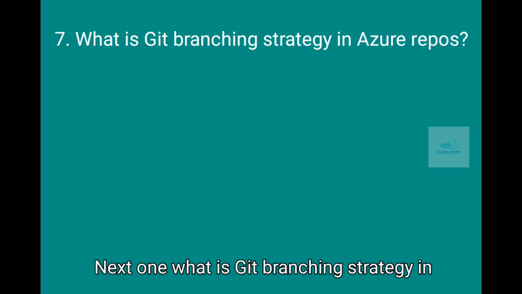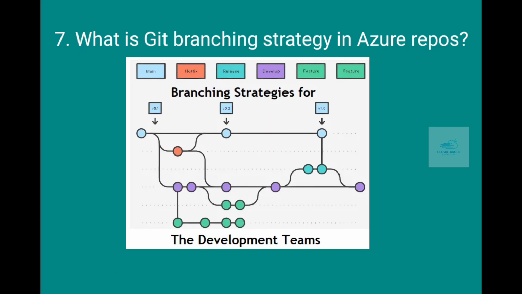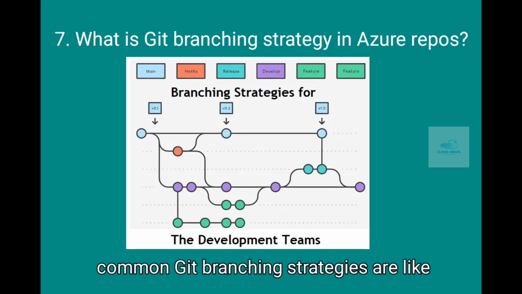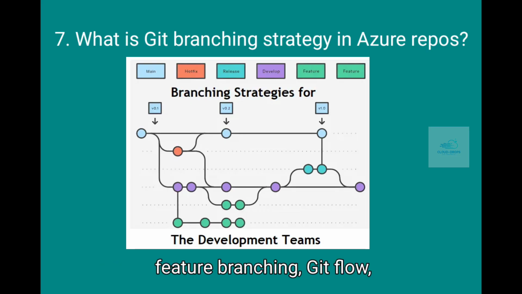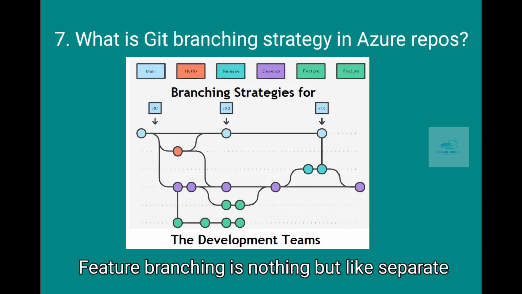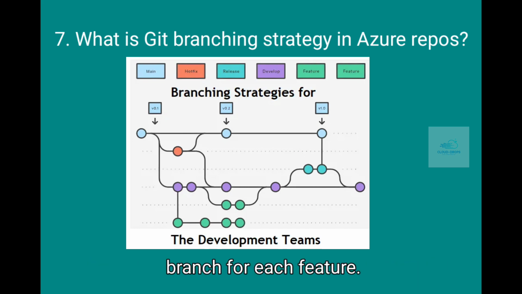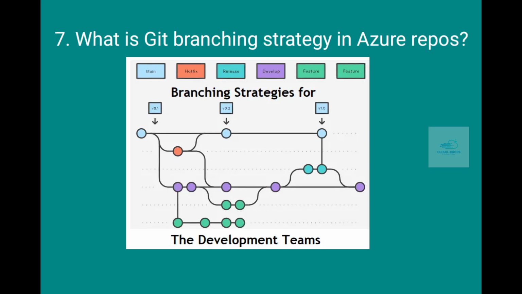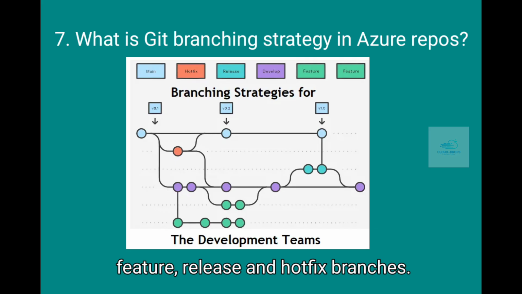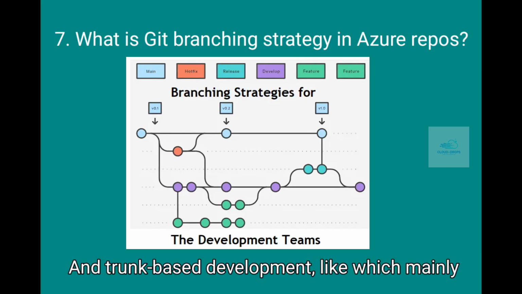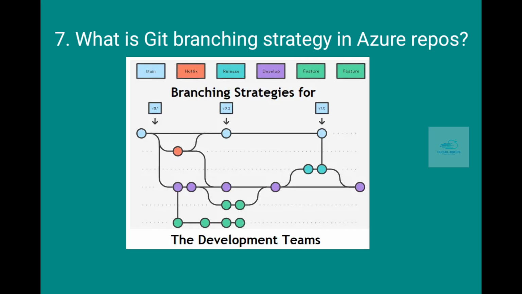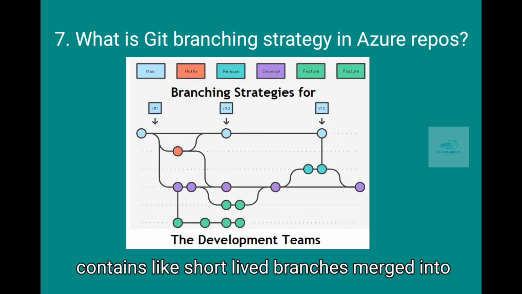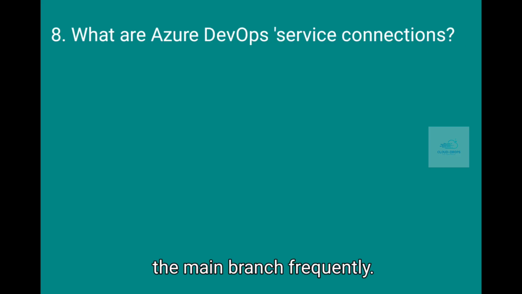Next one, what is Git branching strategy in Azure Repos? Common Git branching strategies are like feature branching, Git flow, trunk based development. Feature branching is nothing but like separate branch for each feature. Git flow is nothing but like uses develop, feature, release, and hotfix branches, and trunk based development, which mainly contains short lived branches merged into the main branch frequently.